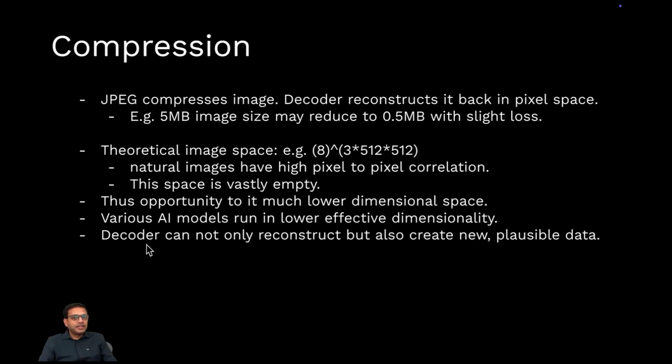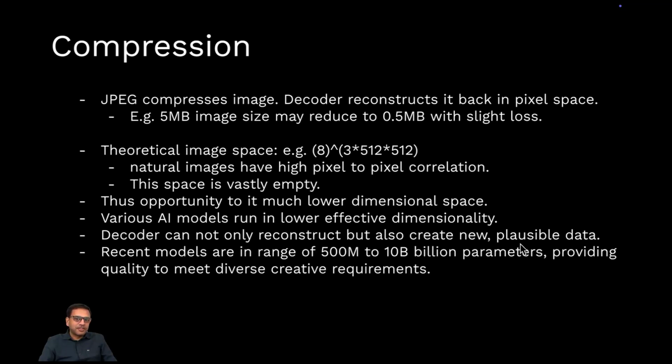So what the decoder does is it not only reconstructs back, but it also creates new plausible data, because the way it is storing things, it's not keeping the full pixel information. It's just getting a pattern, the features, and thus it has the capacity to generate.